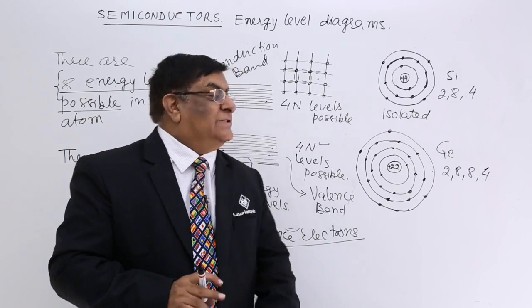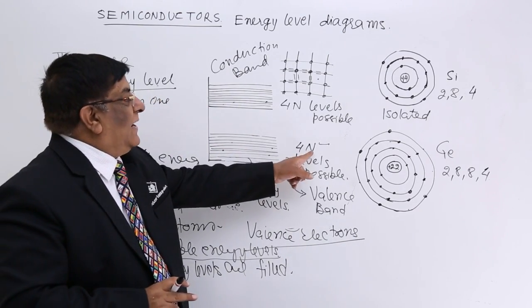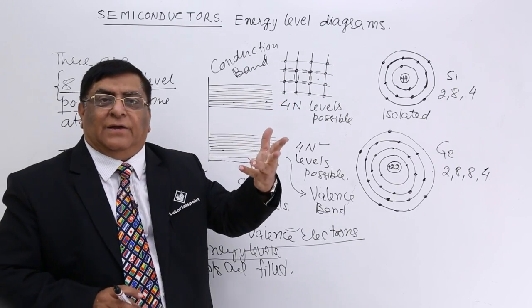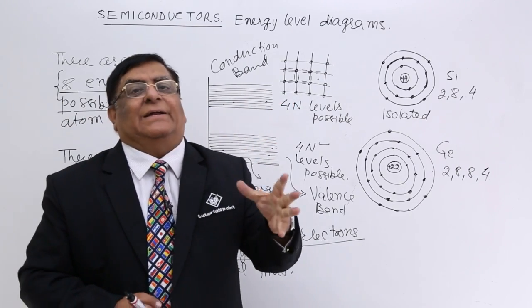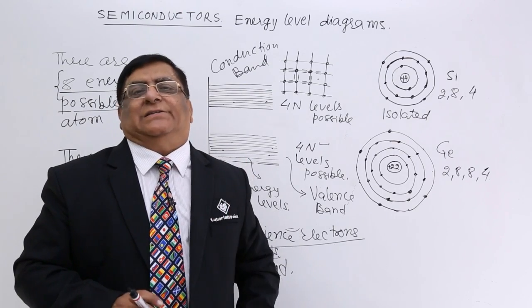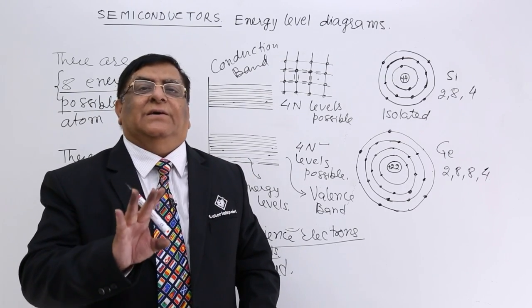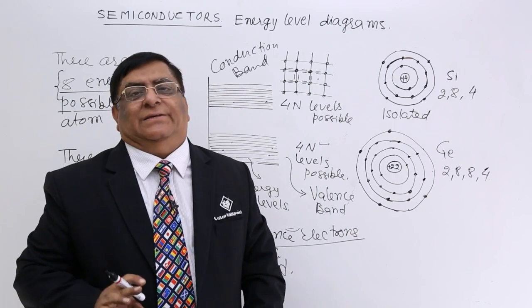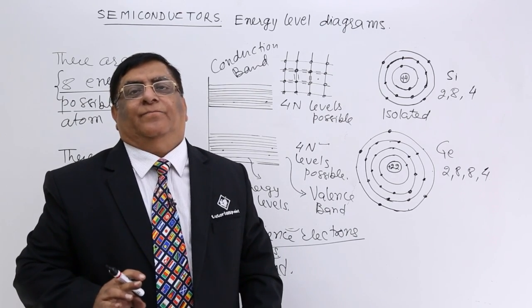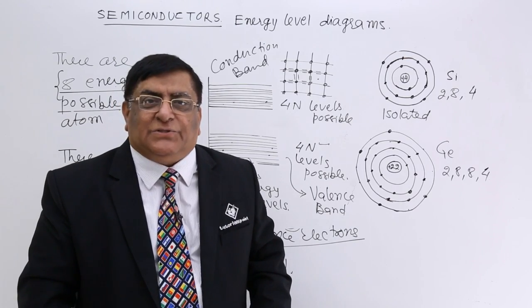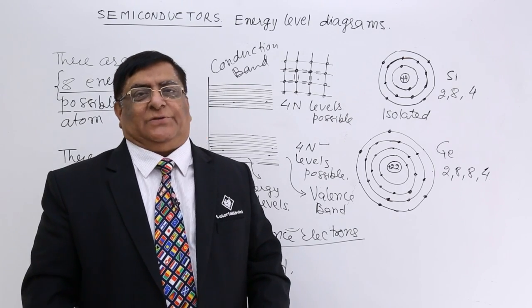How many possible energy levels in the valence band? 4n. How many energy levels in the conduction band? 4n. So if all the electrons decide that they will not conduct electricity, they will do only the job of fulfilling valency, only the bonding job, and they will be at low energy. Can it be possible? Yes, it is possible.